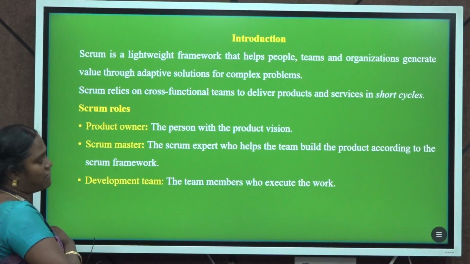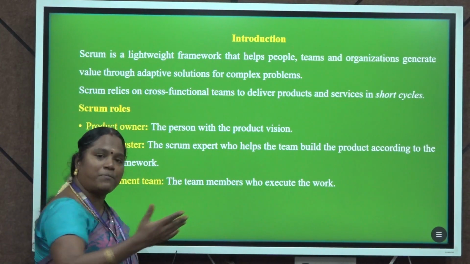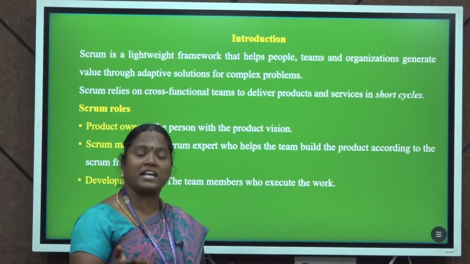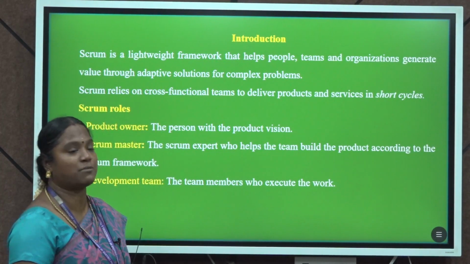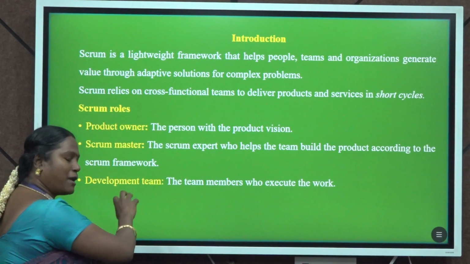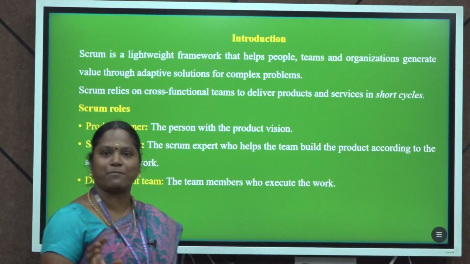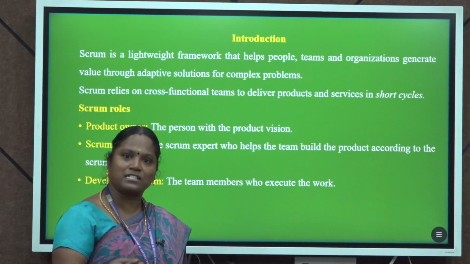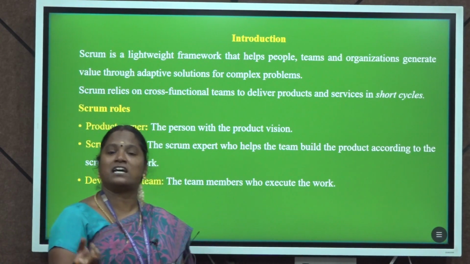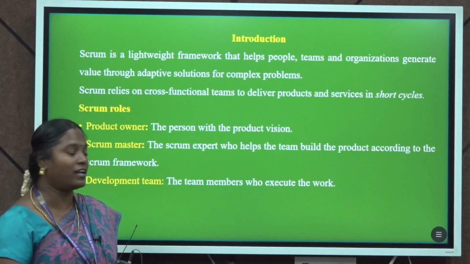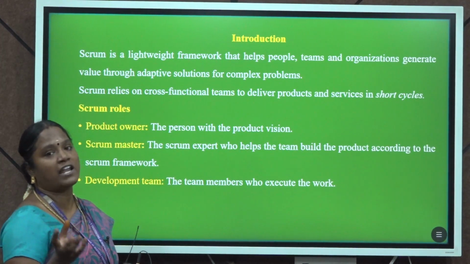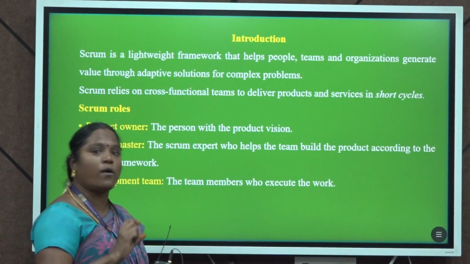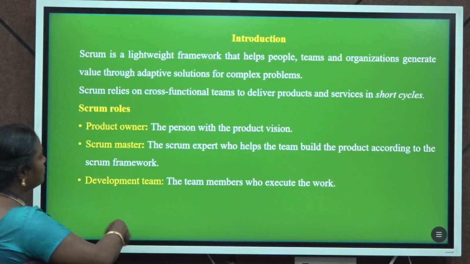Third one is the development team. The development team is responsible for building and delivering the product to the customer. The development team is a cross-functional team. That means the team contains developer, tester, designer, deployer, everyone. Each has different knowledge, and they work together to achieve a goal. These are the roles of Scrum.